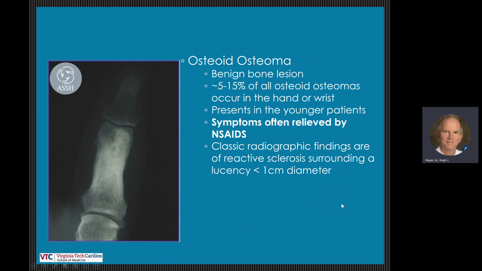Radiographic findings include a reactive sclerotic ring with a central nidus. Usually the ring is rather small and discrete. There may be thinning or overgrowth of the overlying cortex. And you can use a CT scan to improve diagnostic accuracy because it will fairly clearly show that dense, bony nidus that is characteristic of an osteoid osteoma.